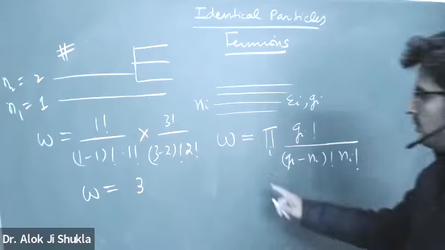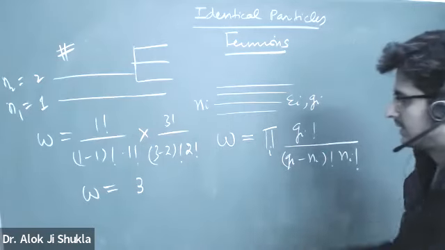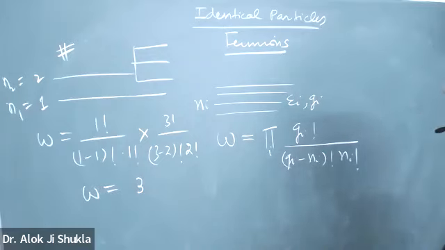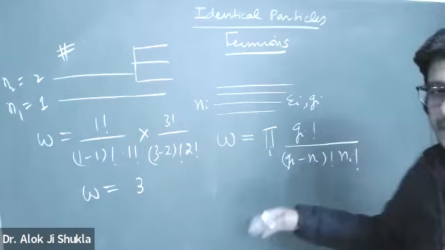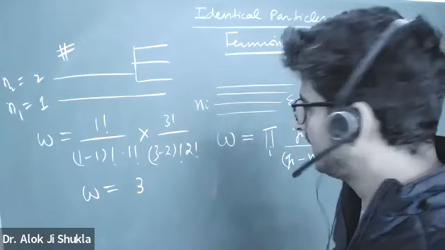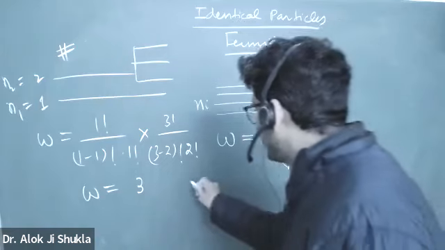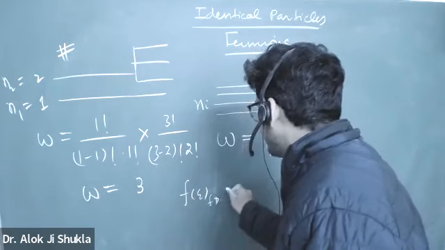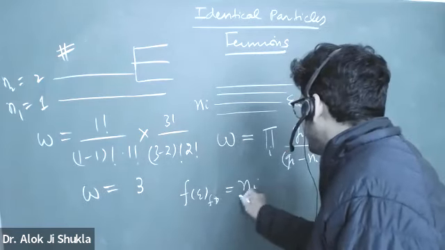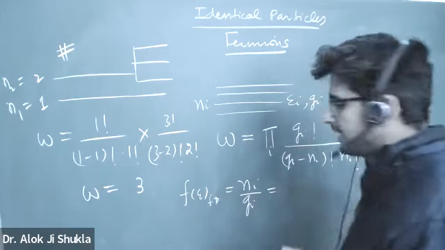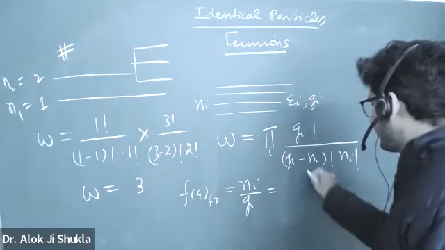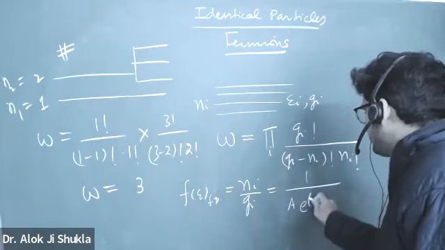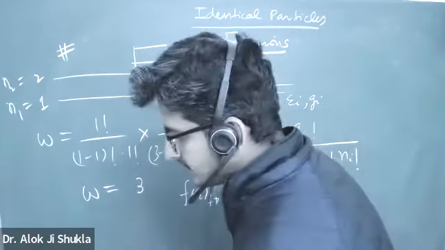And if you optimize it, that means you calculate S is equal to KB ln omega and then maximize it with respect to Ni, like we did in Maxwell-Boltzmann, then you will get the formula which is called Fermi-Dirac distribution. Direct कई बार पूछा गया है. Fe, which is Ni by Gi, that means number of particles per unit quantum state, and this is given by 1 upon A e to the power beta e plus 1.